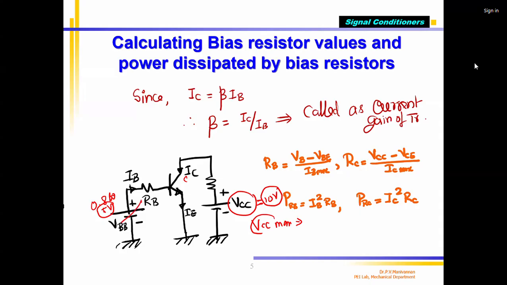Generally, the base voltage will be varied because of this input voltage. Collector voltage will be kept constant. The output is not the voltage, it is the current. IB is the input, IC is the output, and the collector voltage VCC is generally maintained close to VCC max. Otherwise, the collector voltage can be the same as the load voltage.